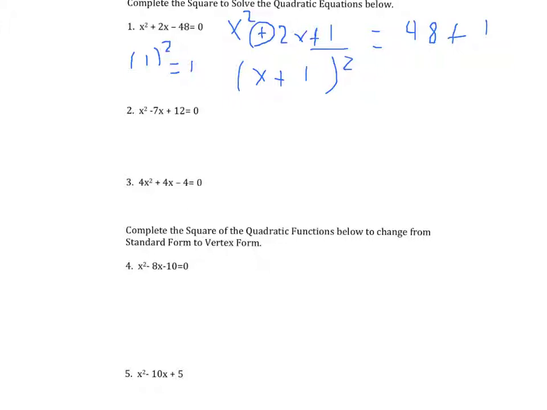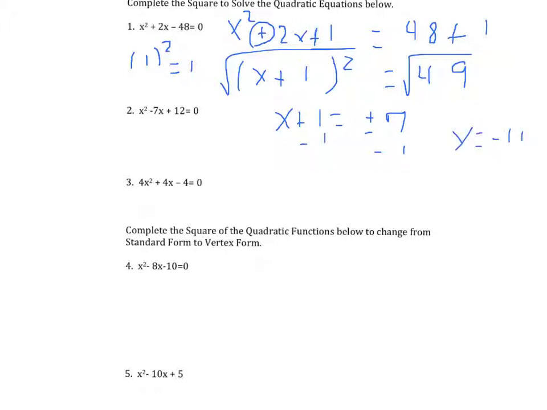They also already know how to factor this if they don't want to use the shortcut tricks. Equals 49. Take the square root, and you have x plus 1 equals plus or minus 7. Subtract 1 from both sides. And so you have x equals negative 1 plus 7, which is 6. Or if you take negative 1 minus 7, x is also equal to negative 8.